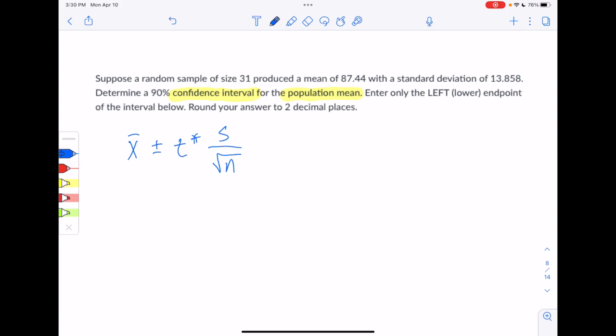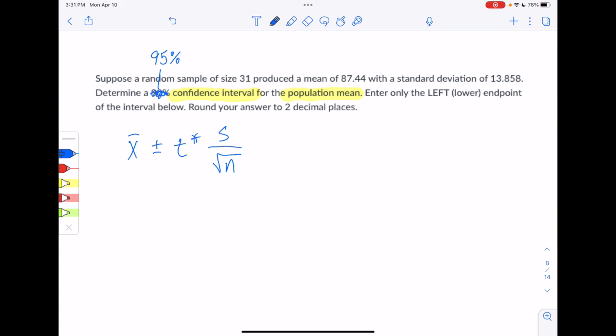Now let's make a couple changes here so that we're giving help and not answers. Instead of doing a 90% confidence interval, I'm going to switch that up and do 95. So all the work will be the same, but we'll get a different answer because of that switch. All right, so let's start gathering the information.